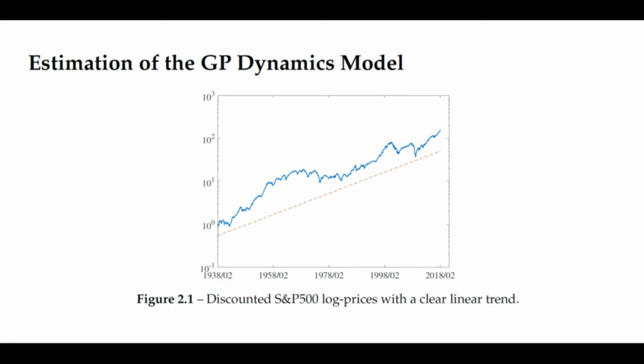Given the minimal market model, we want to estimate its parameters. So we take the S&P 500 as the approximation of the GP of the U.S. domestic equity market. Again, there is some justification behind this approximation, which I will not present here. So here's a plot of the discounted S&P 500 log prices for the last 80 years. The log price shows a clear linear trend.